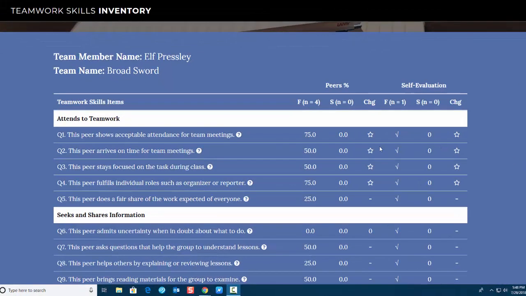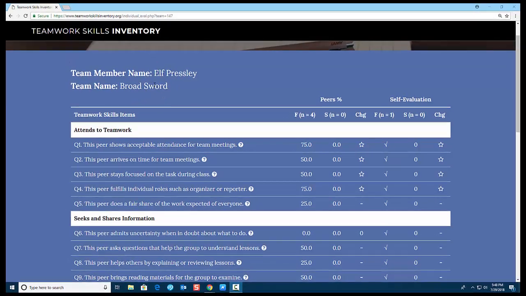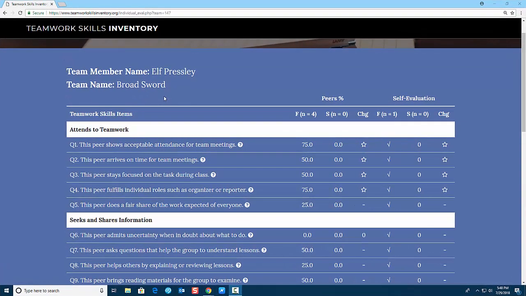Okay, and welcome. We are here doing an interpretation of the formative assessment profile using the TSI, and the member that we are looking at in terms of his profile is Elf Presley. He is in the group called Broadsword, and let's look at it so you can understand how to interpret this.